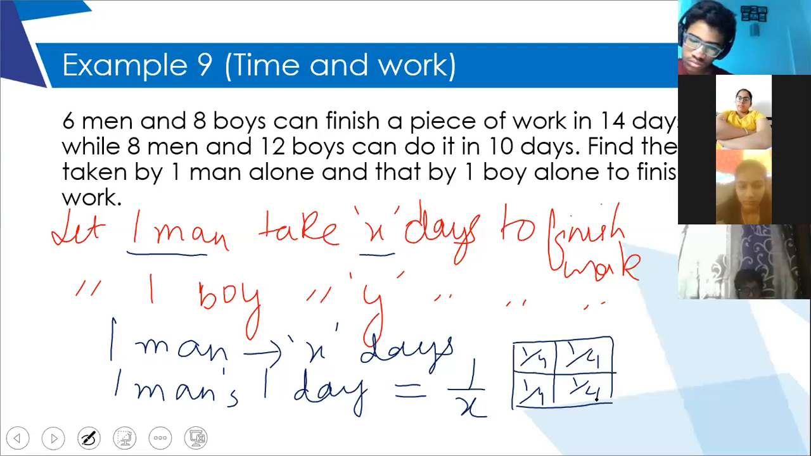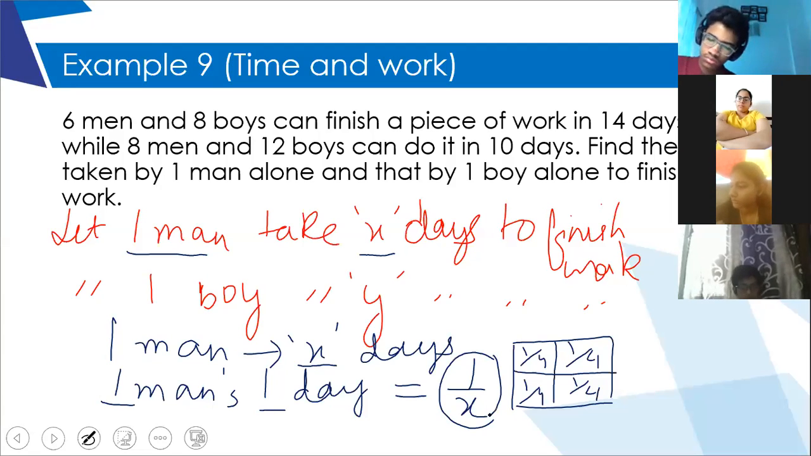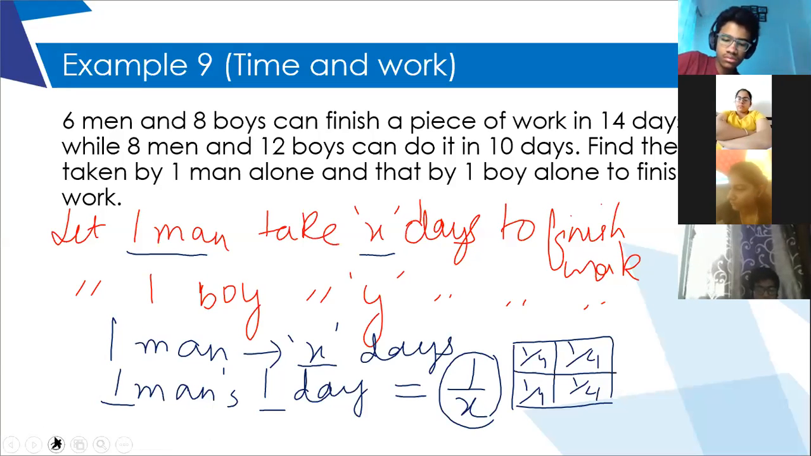So if the total number of days is X, then that one man in one day is just finishing this portion of the work, right? Now, if one man is taking this much, how many have I employed, children? I'm rubbing this part.